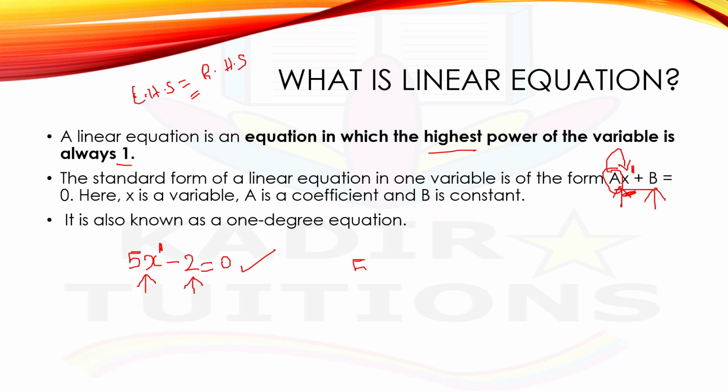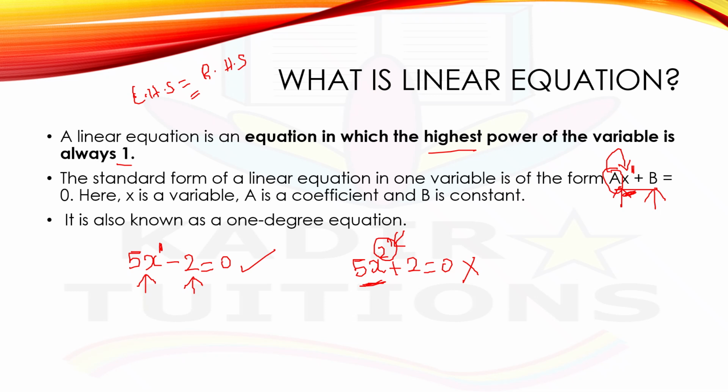And I'm writing this one, 5x square plus 2 equal to 0. Will it be a linear equation? Check the variable term. So this is the variable term. What is the degree over here? It's 2. No, this is not a linear equation. The degree needs to be 1. Then only we can say this is a linear equation. Since the degree is 2, you cannot say this one is a linear equation.